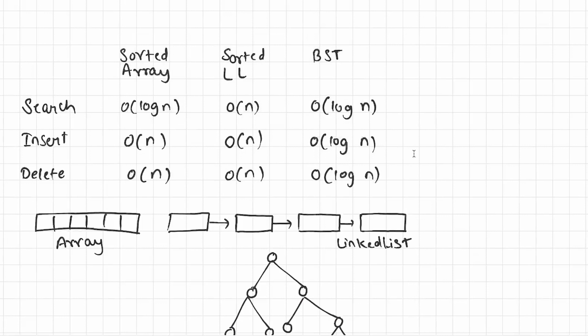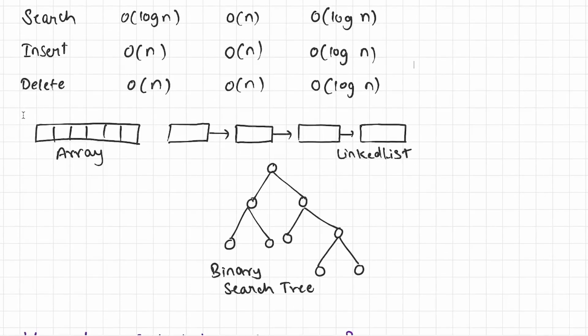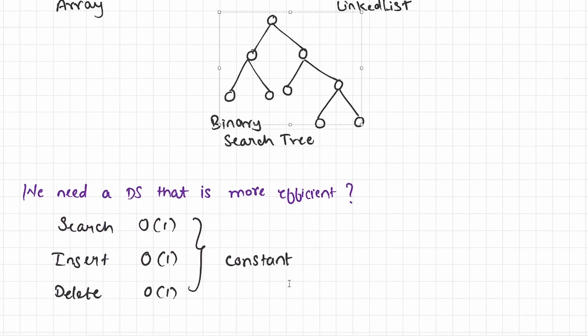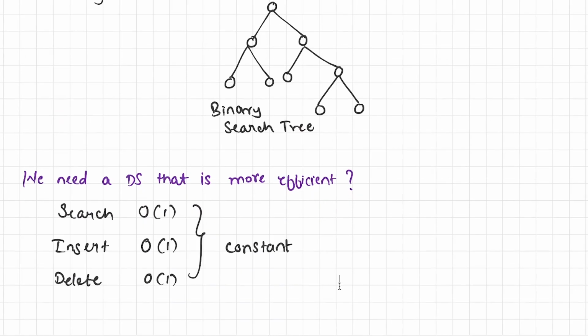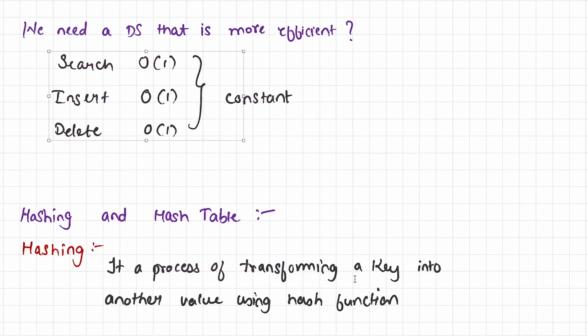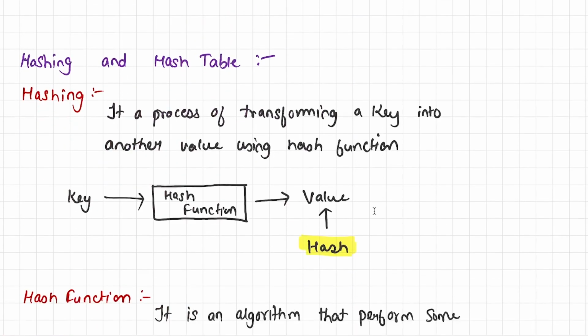So guys, don't you think that we need a data structure that is more efficient than arrays, linked lists and binary search trees, which can provide search, insert and delete operations in big O of one constant time? Well, we have this type of data structure that can provide search, insert and delete operations in big O of one constant time. And this is where hashing and hash table come into the picture.